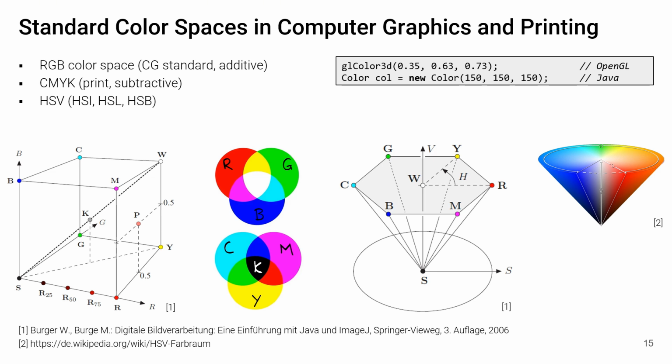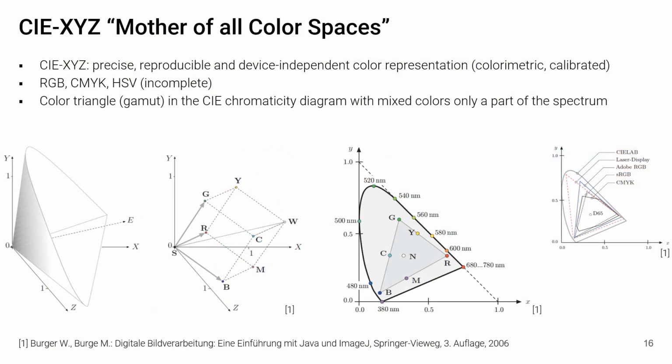The letter K stands for the black ink so that we can print with less color. And then we got to know the HSV color space, which receives its colors via the inputs hue, saturation, and value. In order to enable precise, reproducible, and device-independent display of colors, calibrated color systems must be used. These color systems are also referred to as colorimetric.